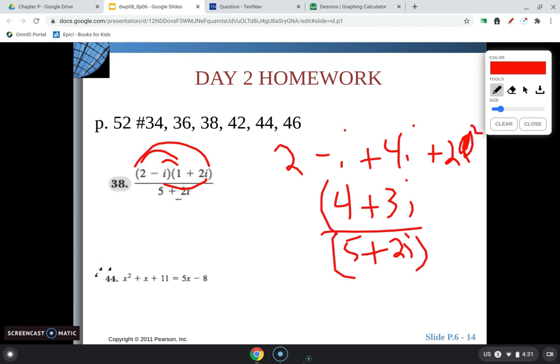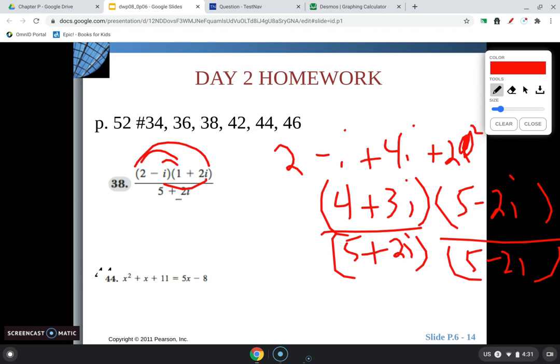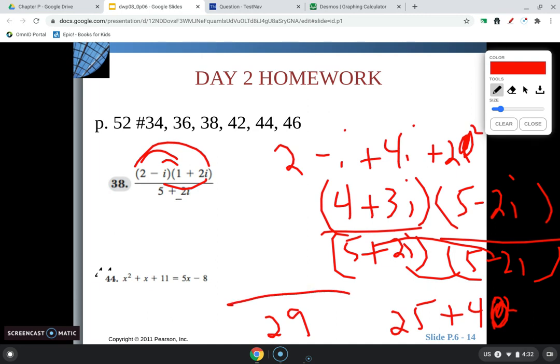Okay. Then I've got to multiply both top and bottom by 5 minus 2i. So the bottom's going to be 25 because that's the conjugate. So 25. Then the outer and the inner are going to drop out. Minus 4i squared becomes plus 4. So we have 29 on the bottom.